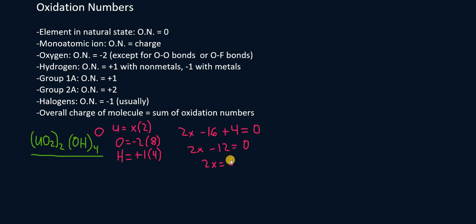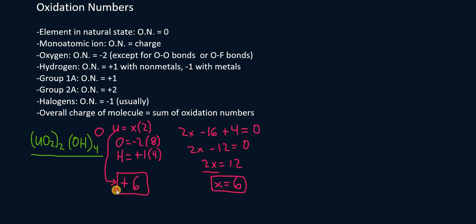oops, getting a little ahead of myself. 2x equals 12. Divide the 2 to the other side. X equals 6. Positive 6. So that is the oxidation number for uranium.